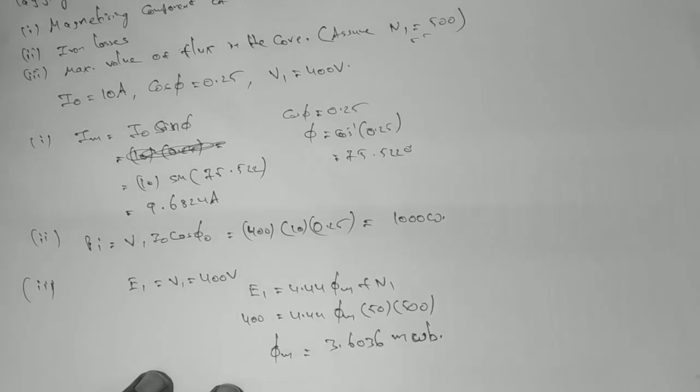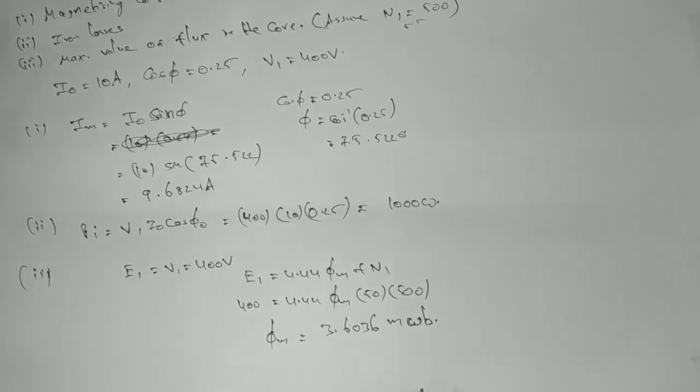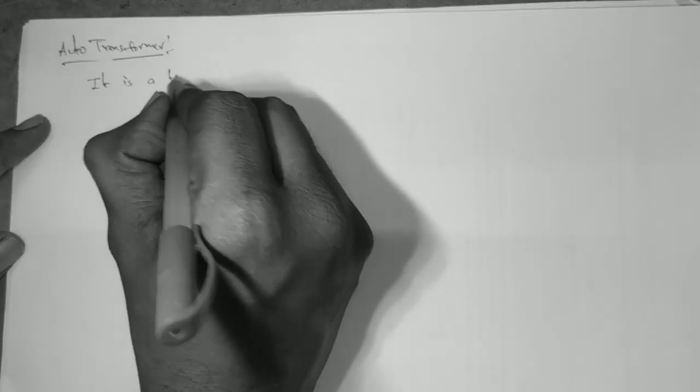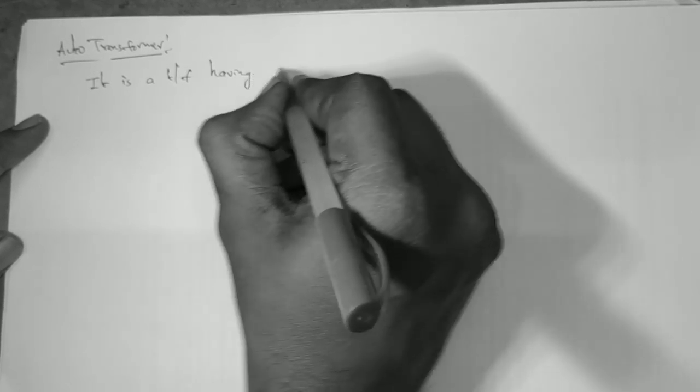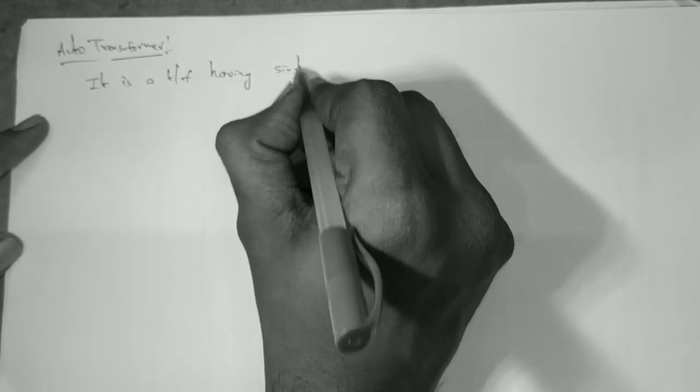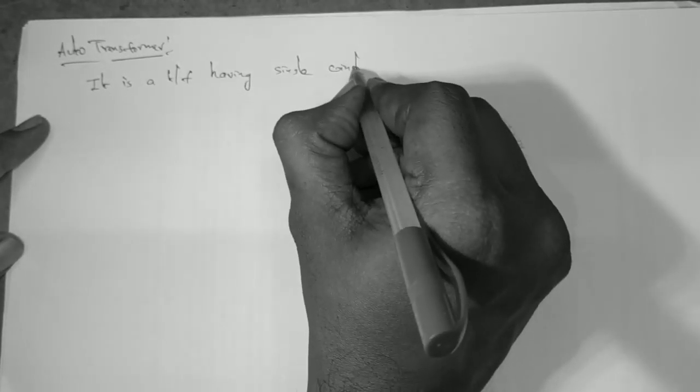So in this way you have to do all the transformer related problems. Next topic, auto transformer. So auto transformer is a transformer which is having single winding. That winding is served as both primary winding as well as secondary winding.